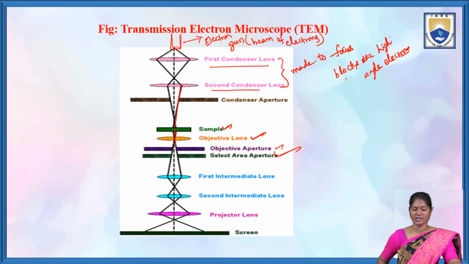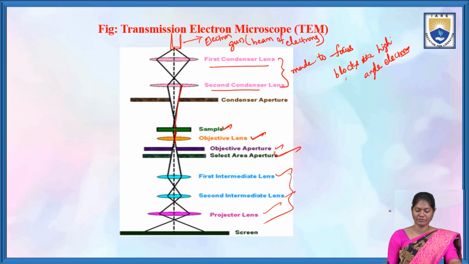And then the intermediate and then projector lens are used to enlarge the image. Then it will be focused on the phosphor, which is a fluorescent screen, or phosphor screen.